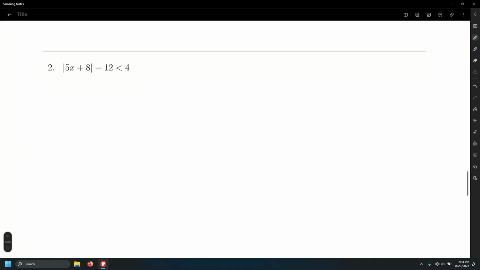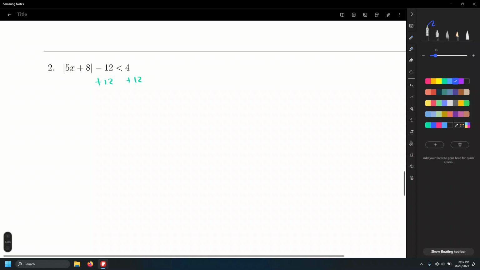All right, let's have a look at this one. Let's see. So what do we have? The absolute value of 5x plus 8 minus 12 less than 4. Notice that in this case, we don't have the absolute value term by itself. So first we need to isolate it, by adding the 12 to both sides. That's going to give us the following inequality: the absolute value of 5x plus 8 less than 16.